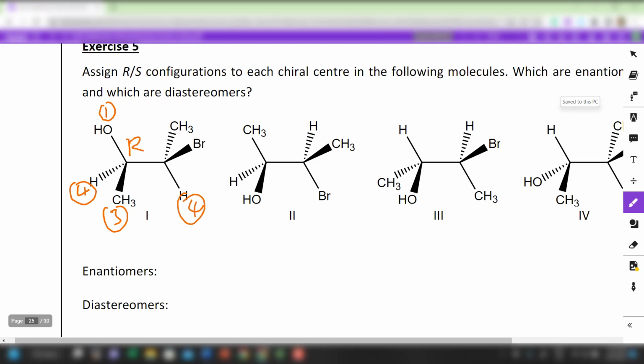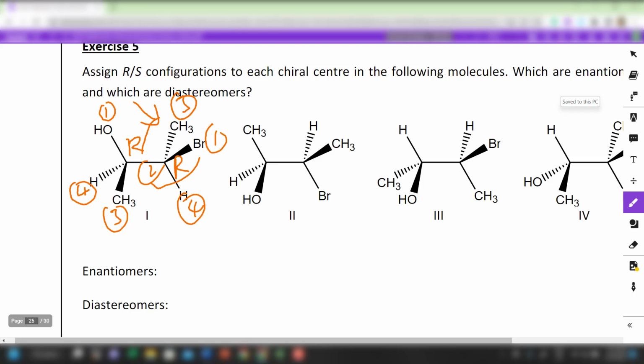This is number 4. Yeah, this is number 1, and this is number 3, and this is number 2, right? So we'll do the same thing. But in this case, we have to put our eyes over here. Yeah, so we'll go from 1 to 2 to 3. So this is 2, so 1 to 2 to 3, so it's R configuration as well.